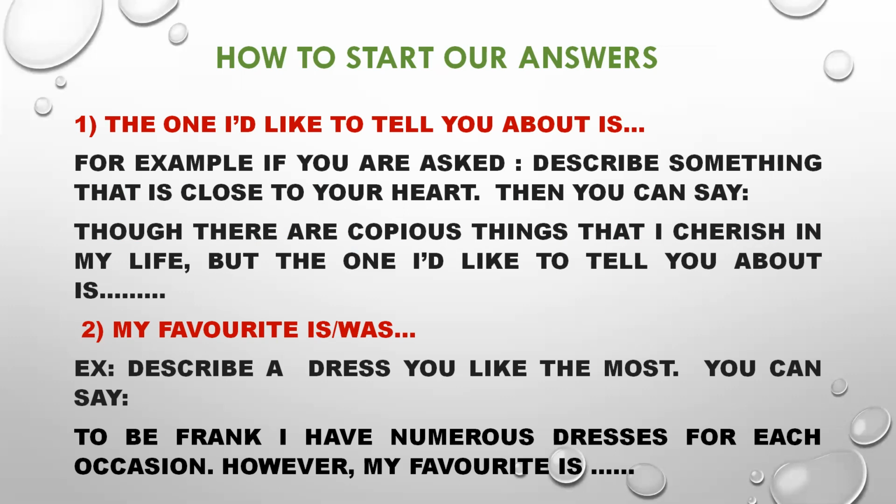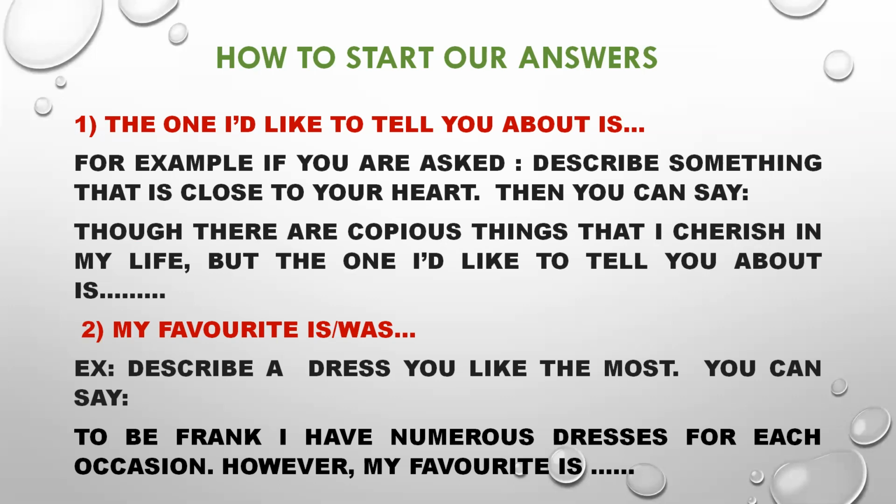So if you want to tell about a dress that you like the most, you can start: to be frank, I have numerous dresses for each occasion. However, my favorite is my wedding gown, or my favorite is a skirt that I bought from Paris. So you can use this line: to be frank, I have numerous dresses. These sentences, to be frank, I have numerous things, though there are copious things, are useful when you need to pick out something important or some particular item from a variety of things, when you need to choose one thing.